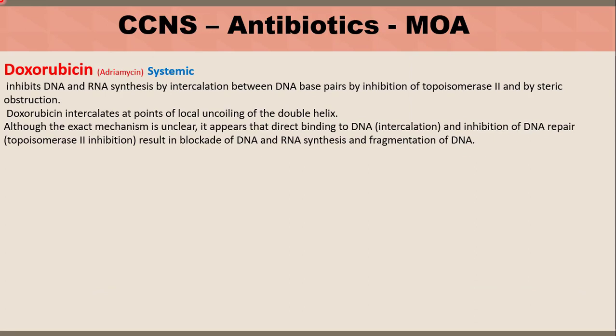It inhibits DNA and RNA synthesis by intercalation between DNA base pairs, by inhibition of topoisomerase 2, and by steric obstruction. Doxorubicin intercalates at points of local uncoiling of the double helix. Although the exact mechanism is unclear, it appears that direct binding to DNA, intercalation, and inhibition of DNA repair, together with topoisomerase 2 inhibition, result in blockade of DNA and RNA synthesis and fragmentation of DNA.